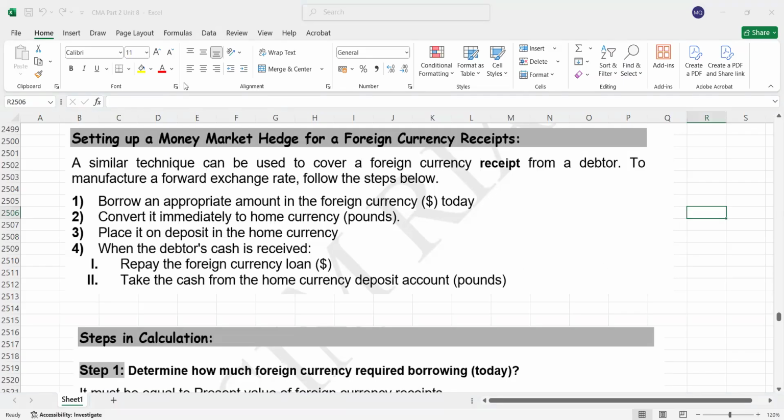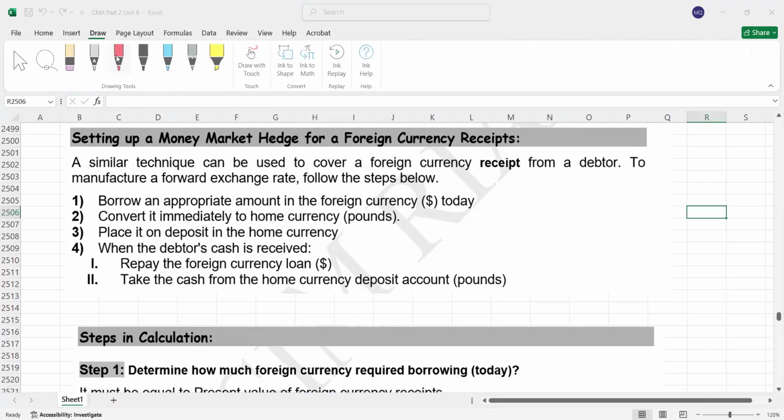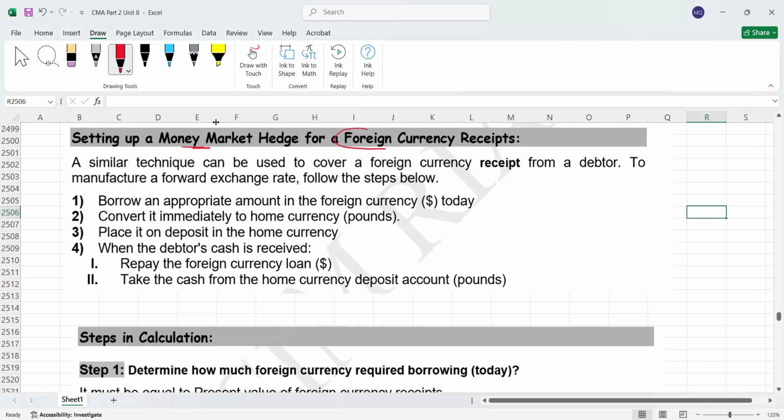So today we are going to discuss money market hedge. We are going to learn how to set up a money market hedge, especially for foreign currency receipts. In the last video we discussed how to set up a money market hedge for foreign currency payments. So today we are going to discuss foreign currency receipts. So here we go.